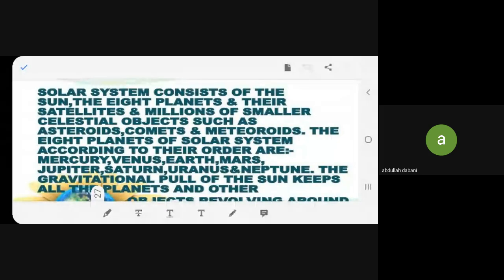The eight planets that we are going to study in this chapter are placed in order, with Mercury first. So, next to the Sun, who comes? Mercury, followed by Venus, then Earth, Mars, Jupiter, Saturn, Uranus, and Neptune.